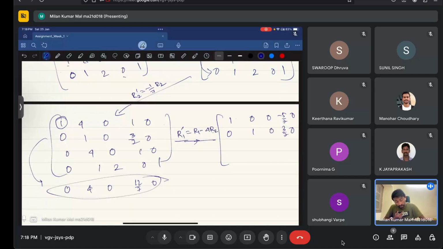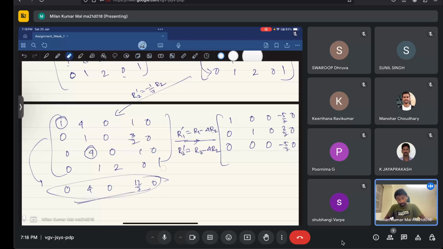Now I just want to make this element 0. That's why we need to do r3 dash equals r3 minus 4r2. 4r2 is this. So if we subtract it from r3, that will be 0, 0 here. The second entry is 0, and 1 minus 12 by 7 is again minus 5 by 7, 0.